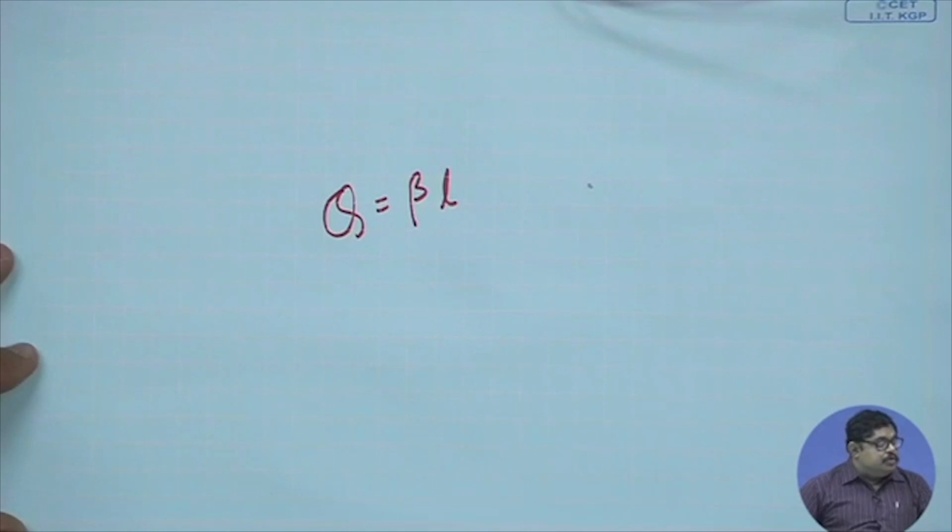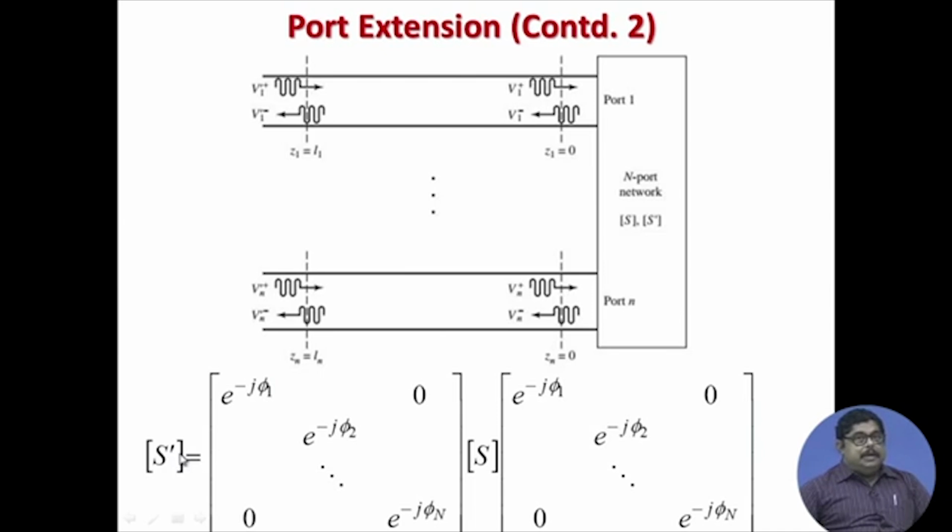So, the S dashed, the new S parameter, will be given by this: port 1 is extended by, let us say, theta, which they are calling phi. So, phi 1, then port 2 by phi 2, etc. So, you write the matrix like this, then S, then again this. This will be your new port definition. So, S dash and S are related by this. This is called port extension.